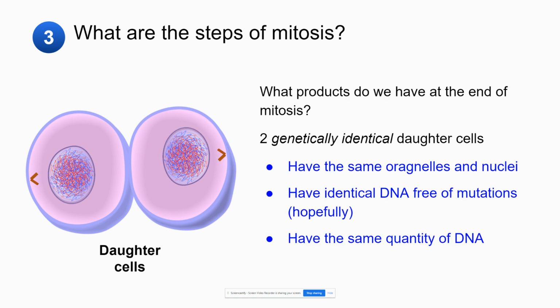Okay, so by the end of mitosis, we have the following. Two genetically identical daughter cells. That means these two cells have the same organelles, and they each have their own nuclei with their own copy of the DNA. Their DNA copies should be identical, hopefully without mutations. They should also have the same quantity of DNA. So if these are human body cells, let's say skin cells, they should each have 46 DNA molecules in them. If it's any more or less than 46, then a problem probably occurred during mitosis.